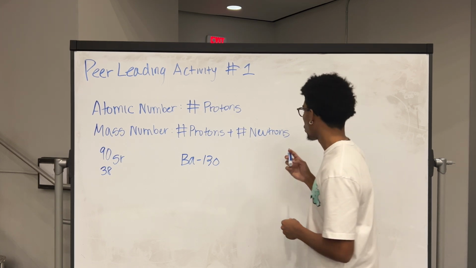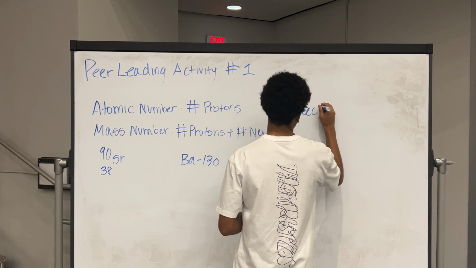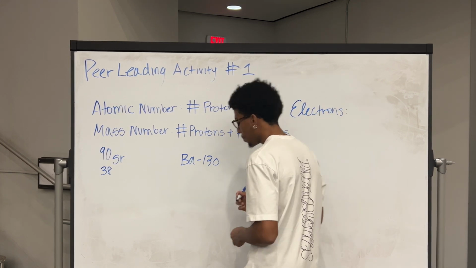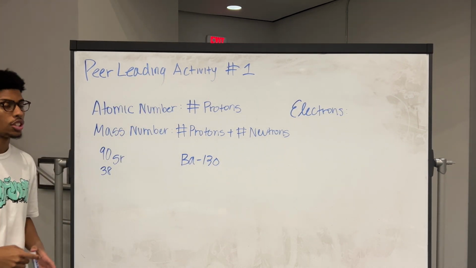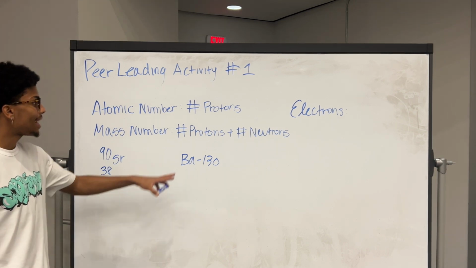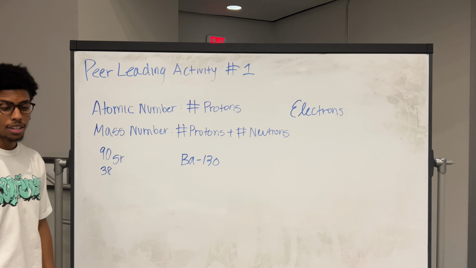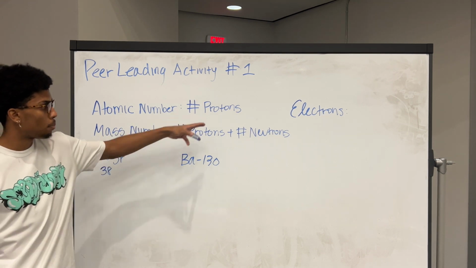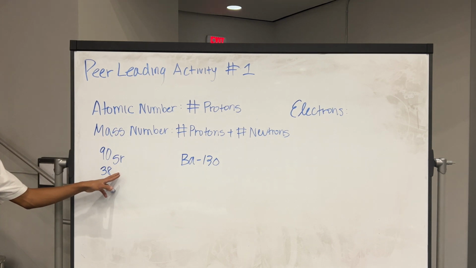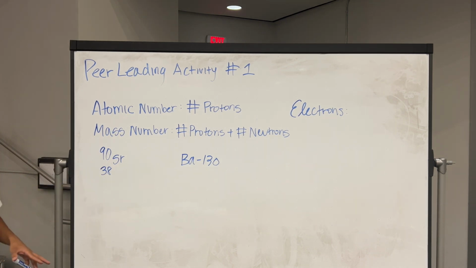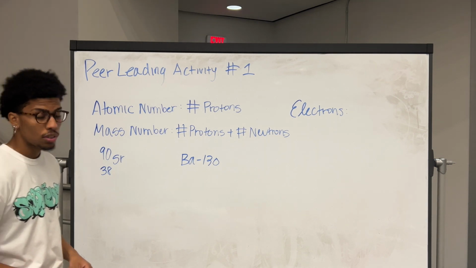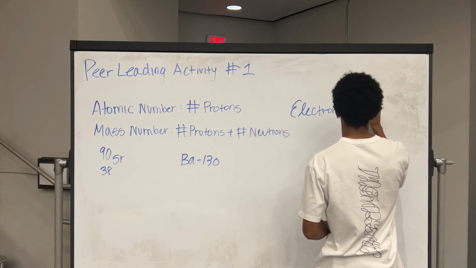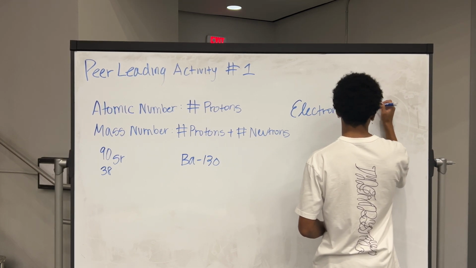One last thing, electrons. To determine the number of electrons that an element has, you need to ask yourself, is it neutral or is it charged? If it's neutral, it has the same number of protons. For example, this example that we talked about recently, this is neutral. So it has 38 protons, it's also going to have 38 electrons. But if we take an example that is charged, let's say Cu2+.